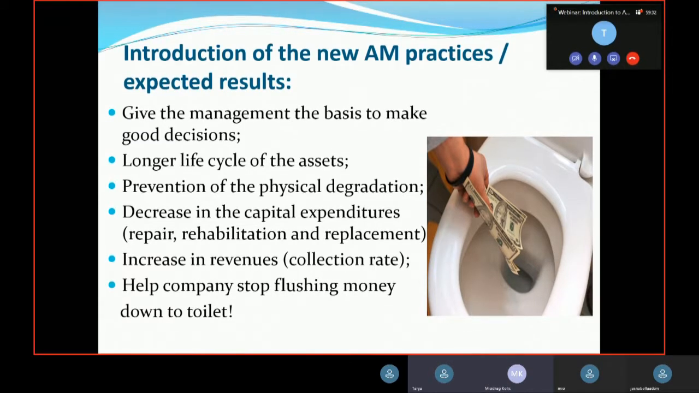It will increase, of course, the capital expenditures, repair, rehabilitation, and replacement, and increase the revenues and the collection rate, because the citizens and the other users of the services will be more satisfied with the quality of the services. It will help the company to stop flushing money down the toilet, because it will pay much less for the replacement and the rehabilitation of the assets.